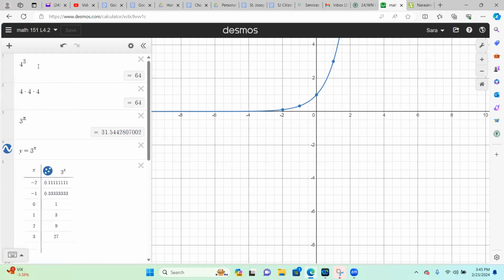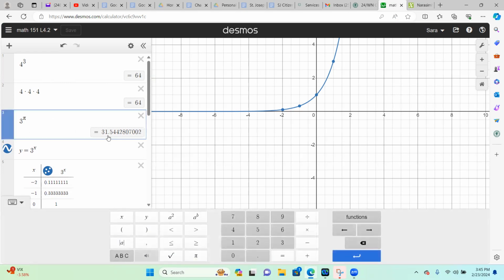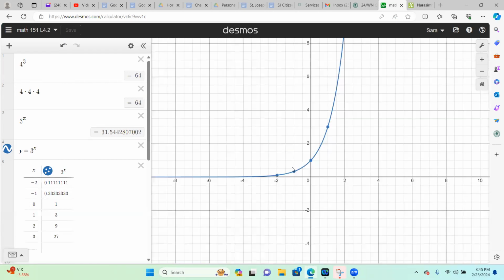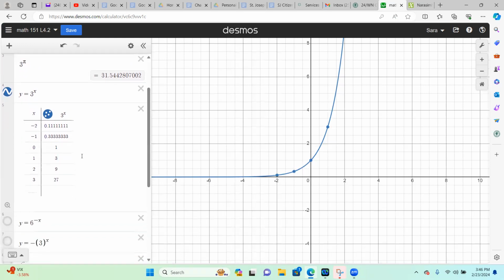Just reminding you that 4 to the third is a repeat multiplication. And then 3 to the pi is 31.5443 when we round appropriately. And then what if we just looked at 3 to any exponent? It looks like this graph here. You can see that it looks like it has an asymptote at y equals 0, and it gets extremely large quickly. And you can also see we made a table.